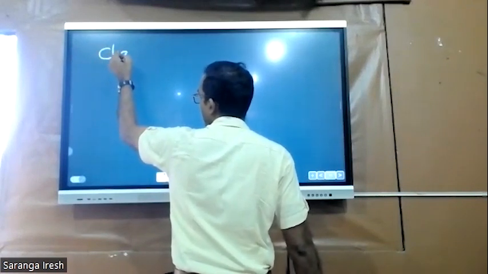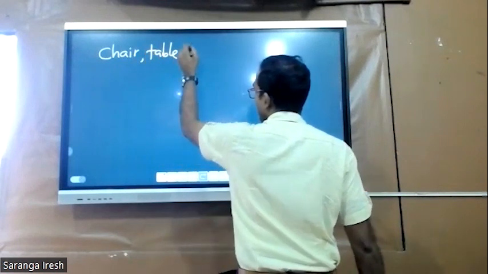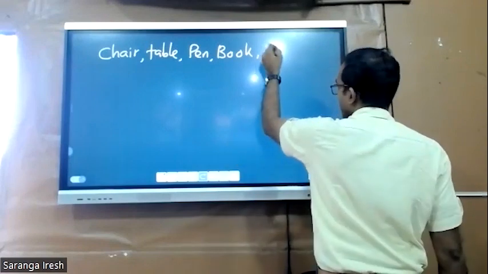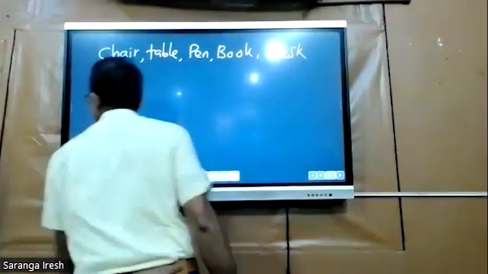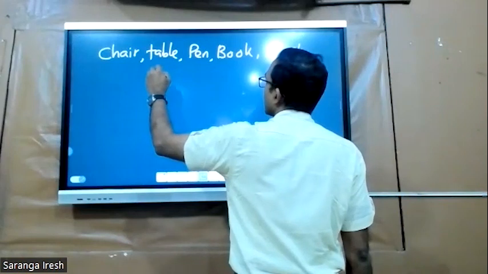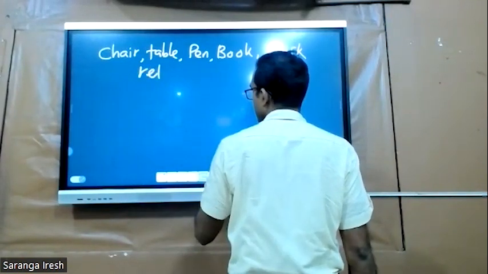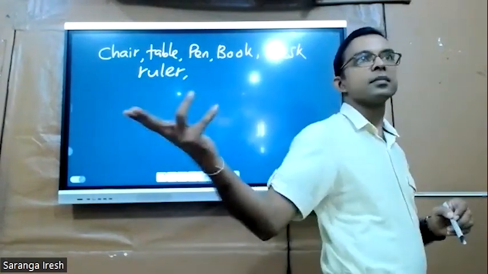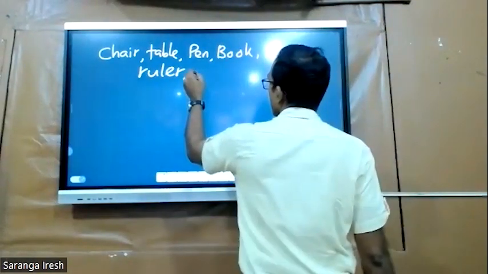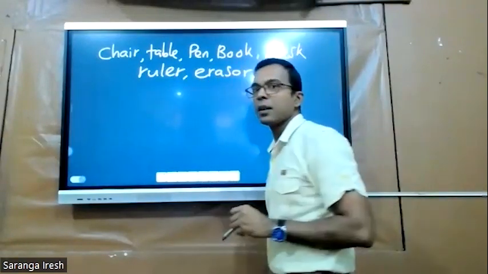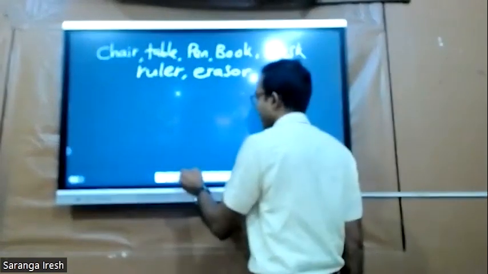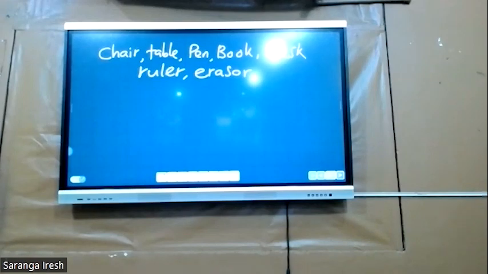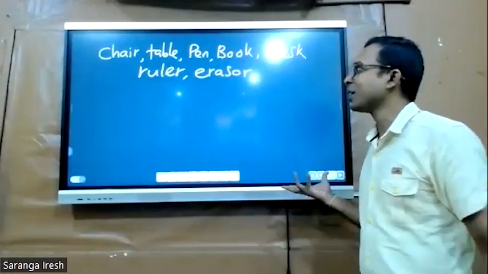Dichotomous key means, for example, now I am writing a list of these: chair, table, pen, desk, book, ruler, eraser. Another one. That's enough, right? Now I am asking you to classify these given materials, not scientific name, using a dichotomous key.